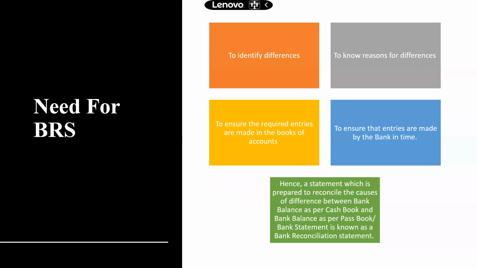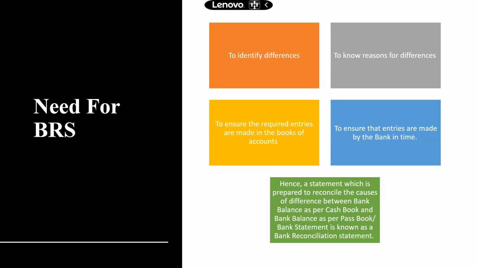First one is to identify if there are any differences between the cash book and the passbook. Second one, to know the reasons for these differences. The third one is to ensure that the required entries are made in the books of accounts. And the last one is to ensure that the entries are made by the banker promptly and on time. So if we are able to fulfill all this, how are we able to fulfill all this? By preparing a statement called BRS.